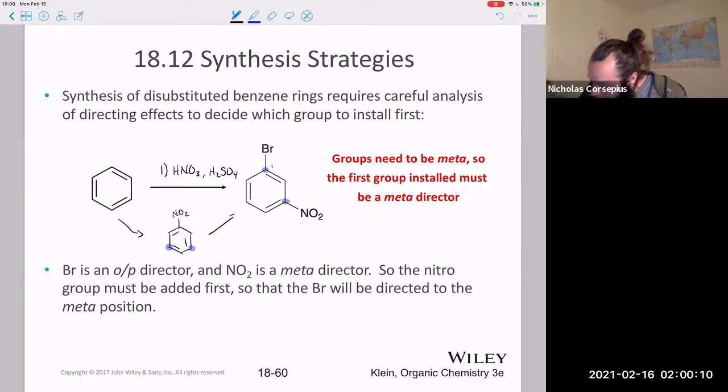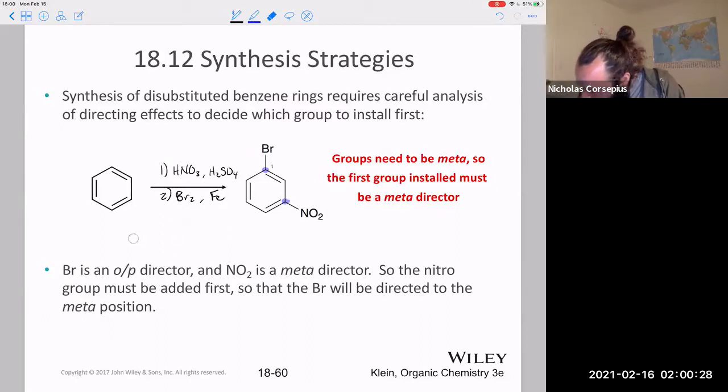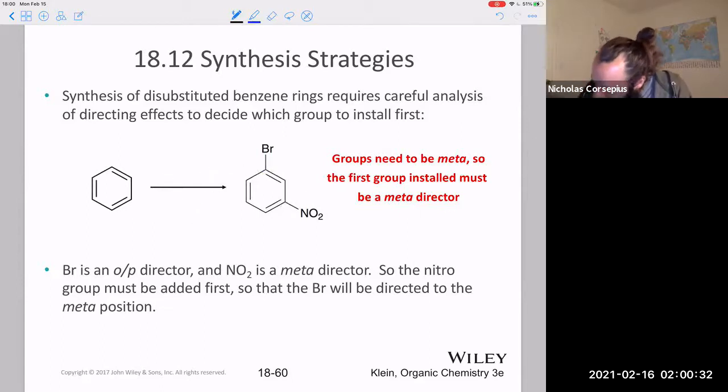So then, second, when I add the Br2 in the presence of either the aluminum tribromide or the iron, I'm just gonna write the iron, I would get my desired product. Notice what would happen if I flip these. So let's say that first I did my bromination step.